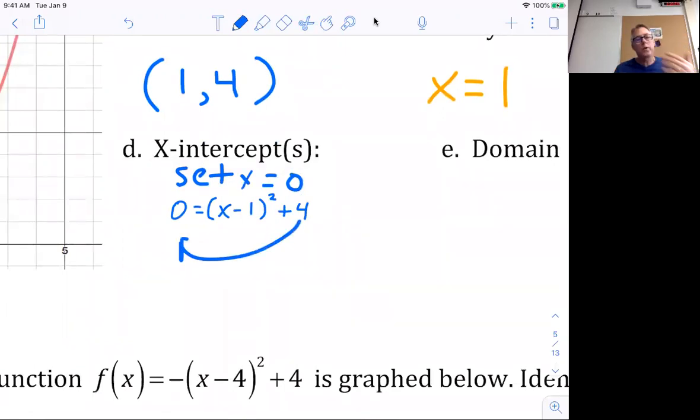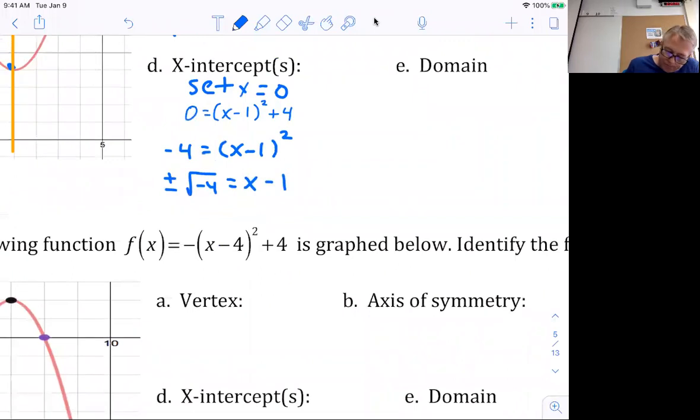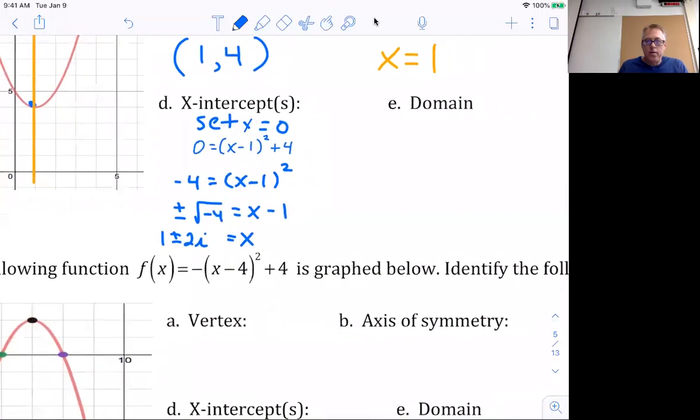So this goes back to what we were doing in the last section. You know, we can isolate this part. So move the 4 over. So we have negative 4 is equal to the quantity (x minus 1) squared. Now we take the square root of both sides. So we get plus or minus the square root of negative 4 is equal to x minus 1, where x equals 1 plus or minus 2i. So notice I wrote that square root of negative 4 as 2i.